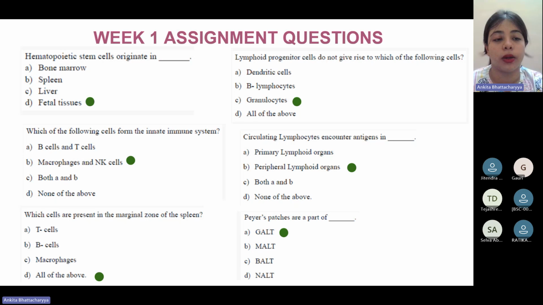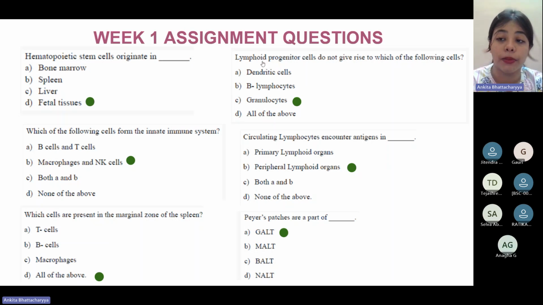Question 2 is about which of the following cells form the innate immune system. We had discussed the different types of cells and how some of them overlap between the innate and adaptive branches, how there is humoral immunity and cell-mediated immunity, and how there's a coordination between the two branches, with information from the innate being directed to the adaptive. So all of this has been covered. Let us look at the options. The first option is B and T cells. B is macrophages and NK cells, or natural killer cells. C is both A and B, or D, none of the above.